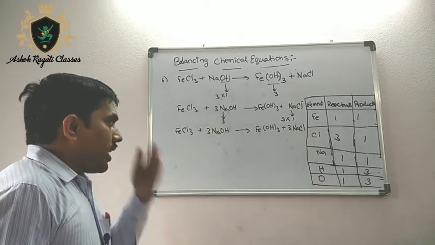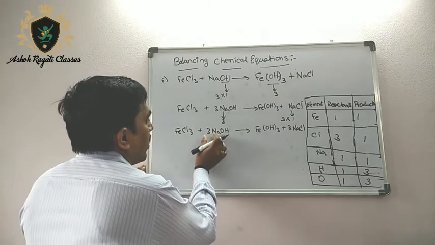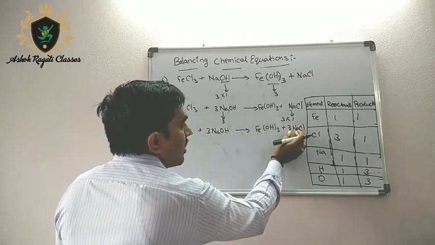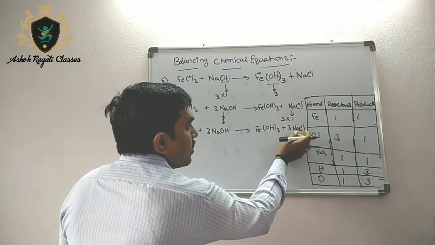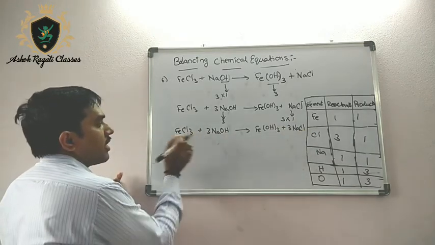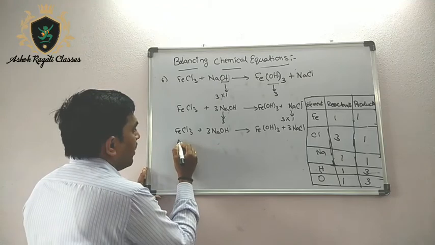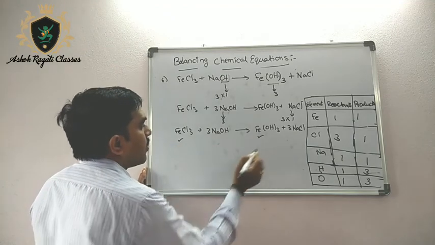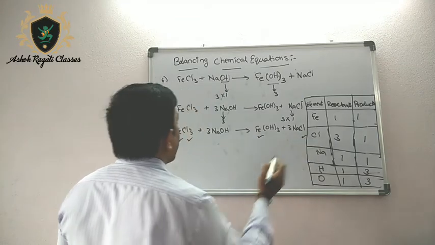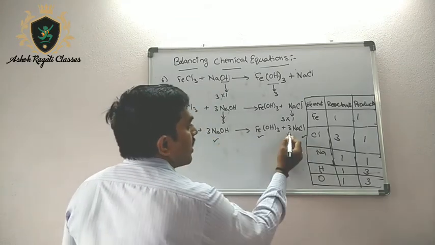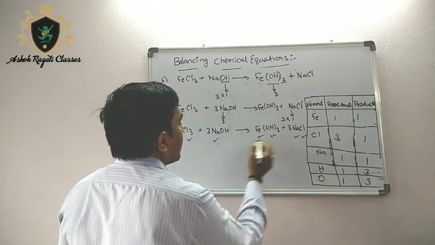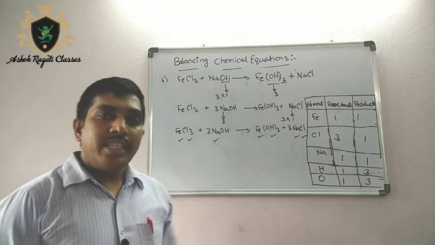Okay, now cross check it. My intention is to balance sodium. 3 sodiums are here, 3 sodiums are here. But with this sodium, the chlorine number is also becoming 3. 3 chlorines are here, 3 chlorines are here. Now cross check it once. Fe 1 and 1. Okay. Chlorines 3 into 1, 3 chlorines outside. 3 sodiums. Okay. 3 into hydroxides. So now the equation is balanced.